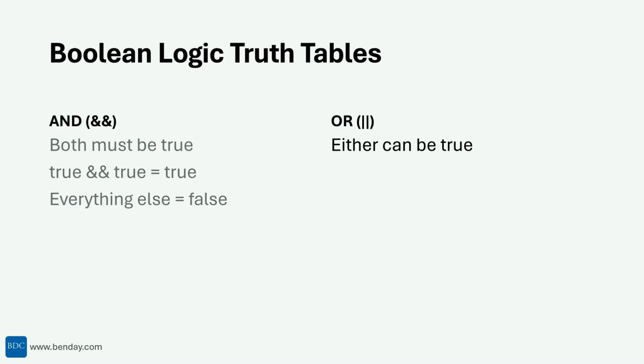With or, at least one condition must be true. Think this or that, doesn't matter which. False or false equals false. This is the only combination that fails with or. True or false, true. False or true, true. True or true, also true.